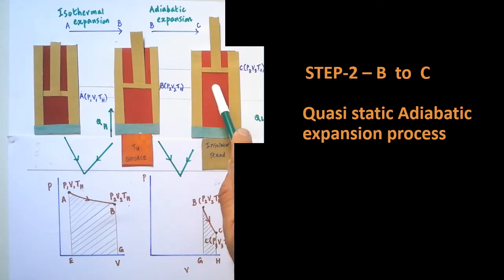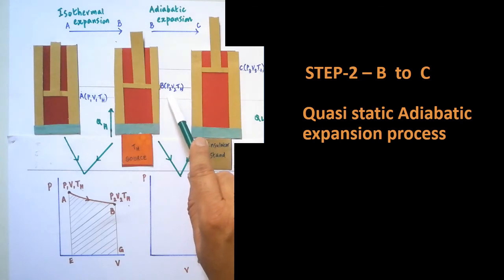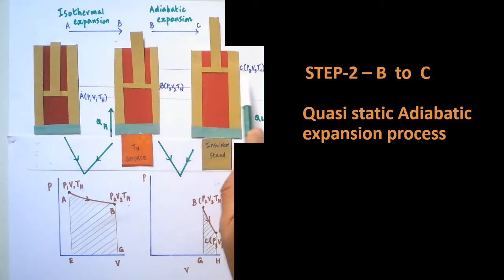When it moves from B position to C position, the initial pressure is P2. Now the new pressure is P3. Initial volume is V2. The new volume is V3. Here no heat is exchanged. No heat is exchanged from here to there or there to here. Are you clear?